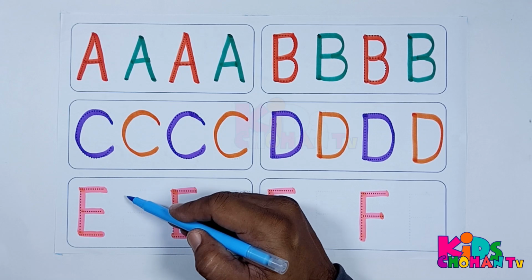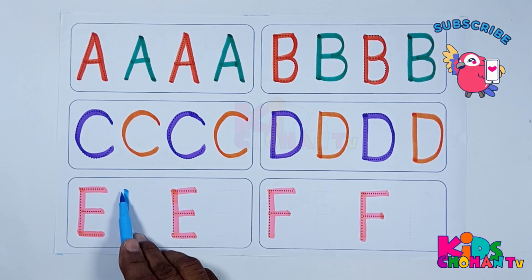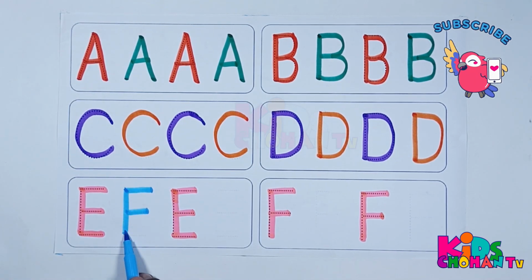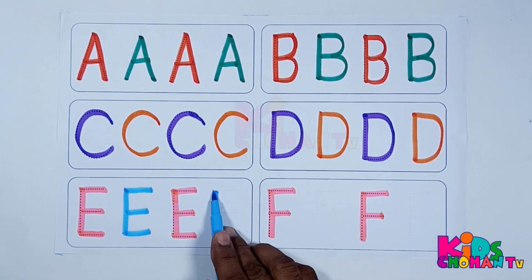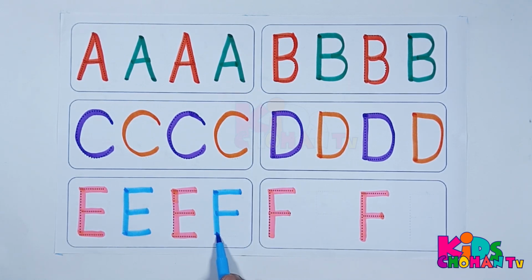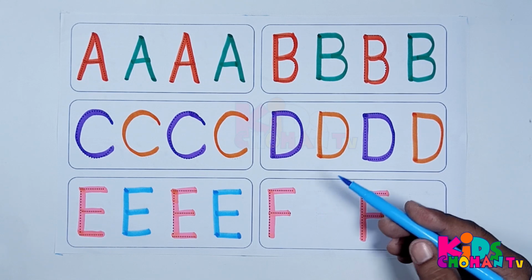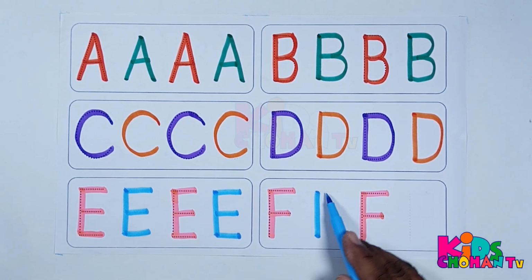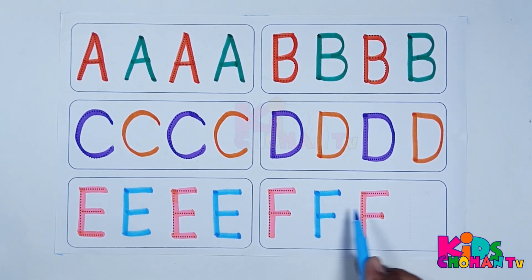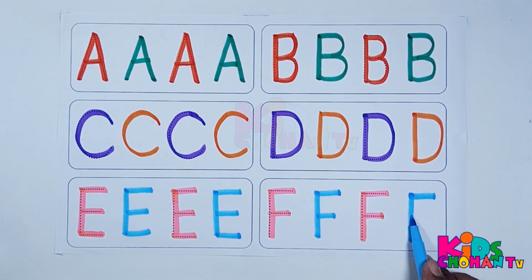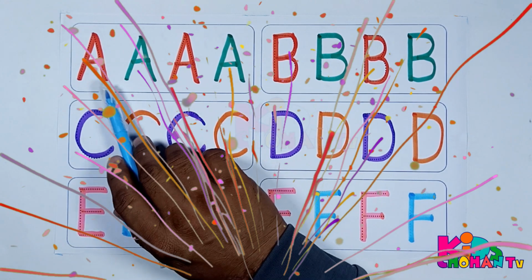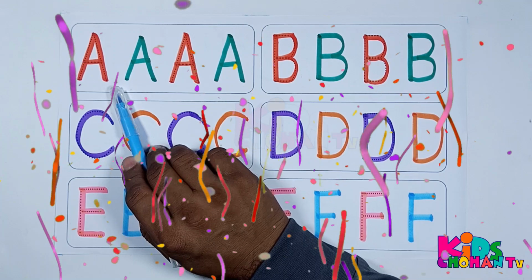Sky blue color. This is letter E. Kids, we are tracing letter F. Kids, read again.